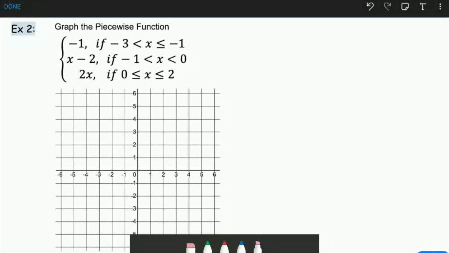Okay, in this video we're going to be graphing a piecewise function. This piecewise function has 3 different pieces. So we're going to have to first find the endpoints for each of these different pieces. So I'm going to start with the first one here in green. I'm going to split up my workspace a little bit.